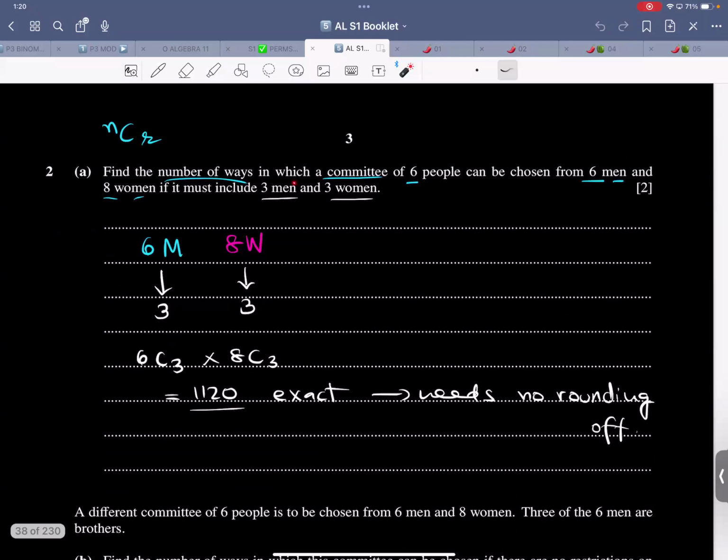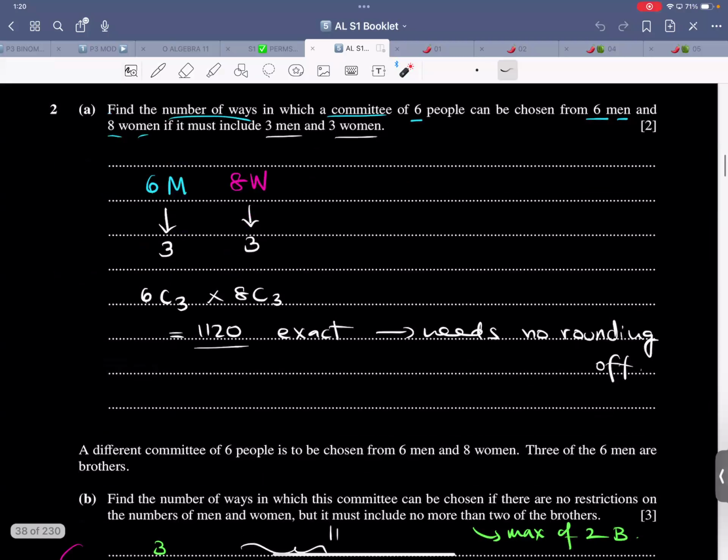Find the number of ways in which a committee of 6 people can be chosen from 6 men and 8 women if it must include 3 men and 3 women. So it should include 3, 3, and 3 plus 3 is 6. So basically, we are choosing 6 people: men out of men, women out of women. That is the answer. Exact, needs no rounding off. 1120. A lot of people ask if this should be rounded off to 3 significant figures. The answer is no. If it's inexact, then you round it off.